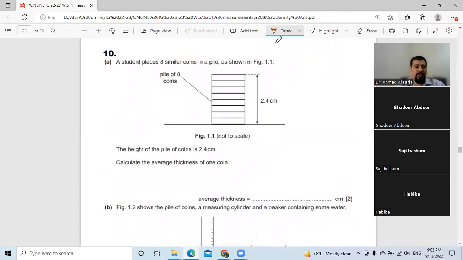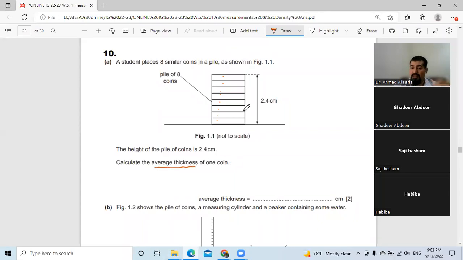Let's move on to question number 10. In question number 10, what do we have? A student places 8 similar coins in a pile, as shown here. 8 coins: 1, 2, 3, 4, 5, 6, 7, 8. She put them in a pile on top of each other like this. The height of the pile of the coins was 2.4 centimeters. She measured and found it's 2.4 centimeters. Calculate the average thickness for one coin.